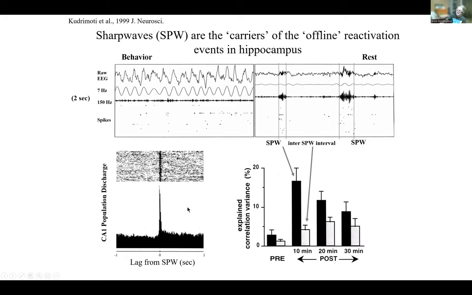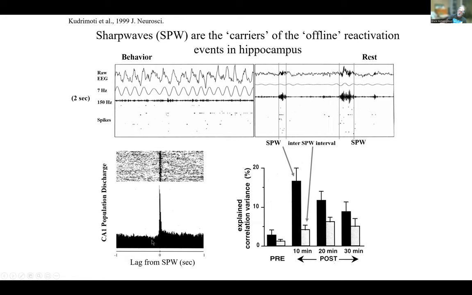When does reactivation occur in the hippocampus? Well, you know by now that the hippocampus has fundamentally two different states. When the animal is moving around, you have this 7 cycle per second, 7 hertz rhythm called the theta rhythm. And when the animal settles down to rest or even stops momentarily, the hippocampus emits these bursts of high frequency activity. There's very little low frequency.